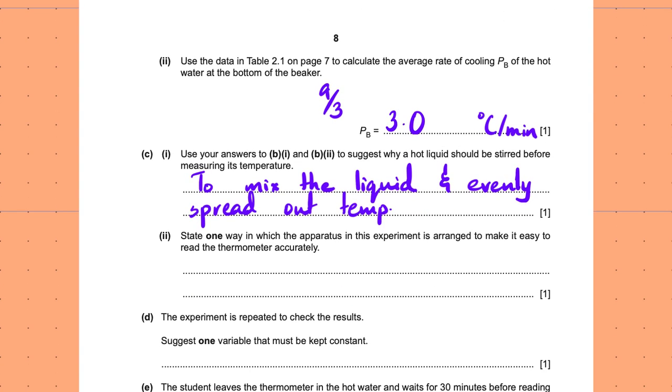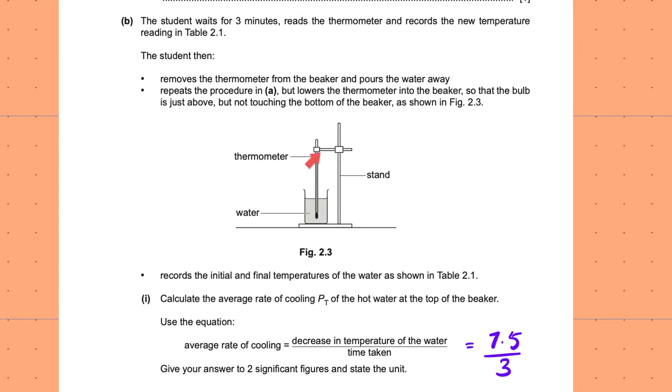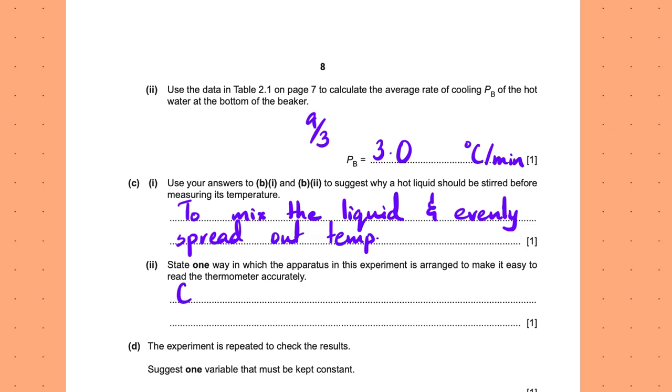Next part, state one way in which the apparatus in this experiment is arranged to make it easy to read the thermometer quickly. So you can see that the thermometer was positioned in a certain way, but this is about reading the thermometer accurately. So how do you read it accurately? So you can see the thermometer was clamped, right? So since it's clamped, it's held steady, so reading it is easy. So the clamp holds the thermometer steady. So this makes it easy to read.